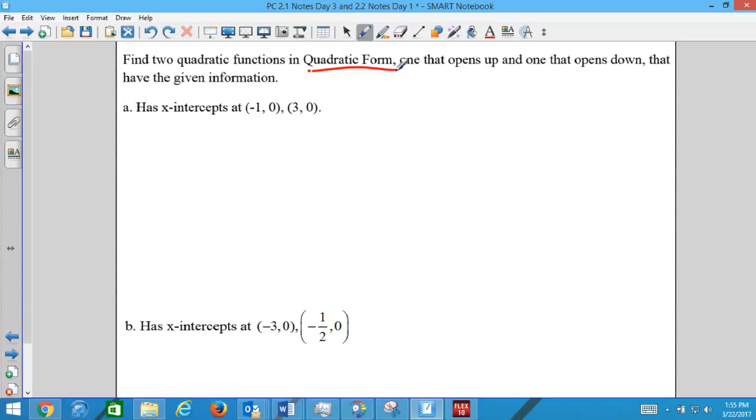So we have the x-intercepts. That means that x equals -1 and x equals 3. That's what that means. To get that, we had factors and we had to set them each equal to 0 and then solve for x. We're going to go backwards. So right now we're going to set these equal to 0.